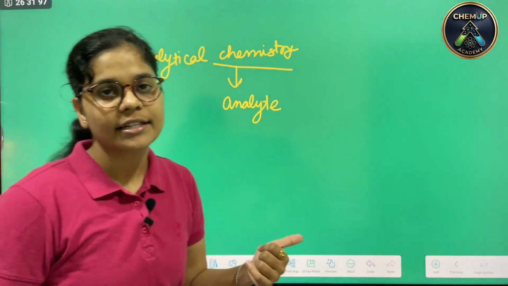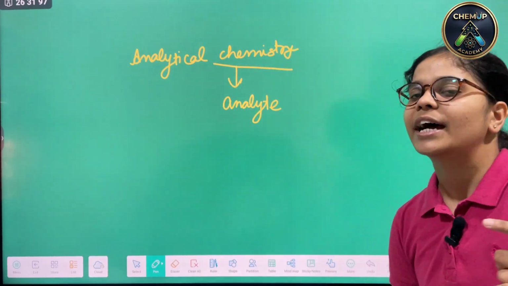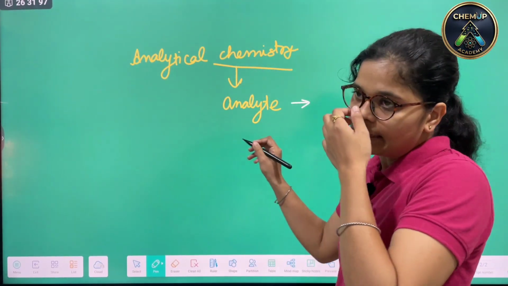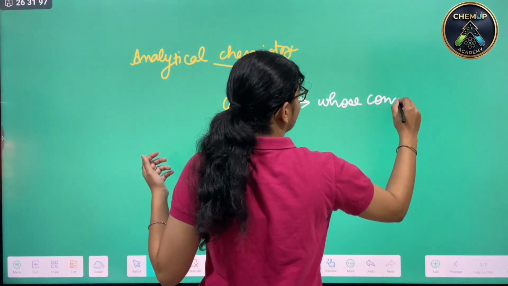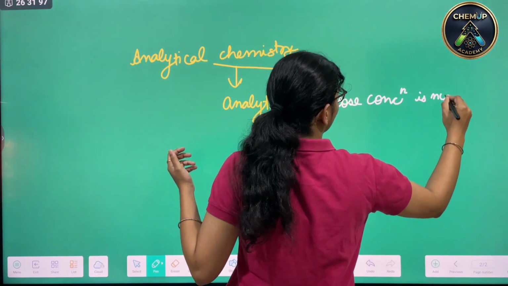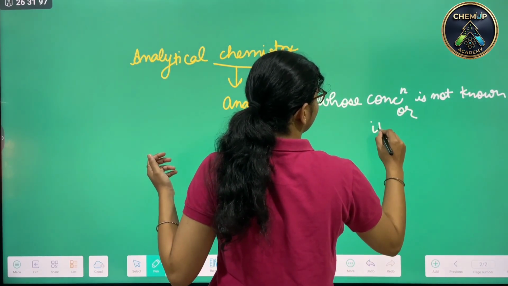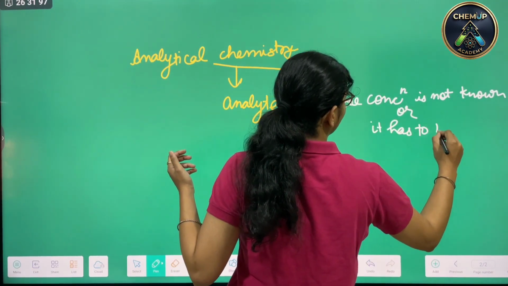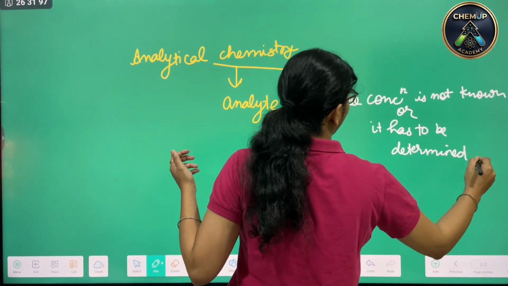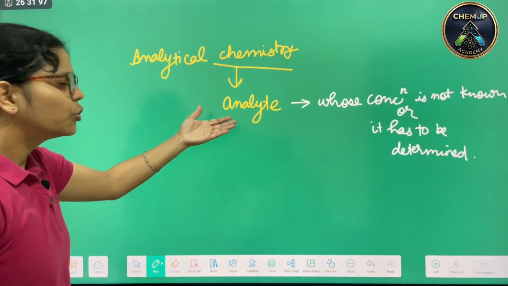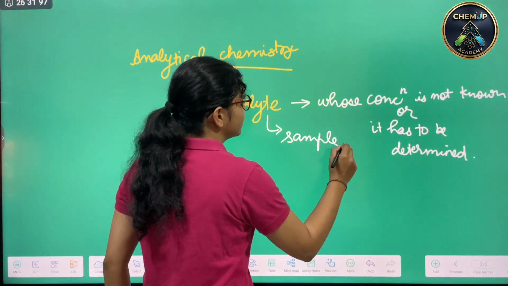Analyte, in yesterday's class also we did it while we were doing titration. Analyte is something whose concentration is not known, or it has to be determined. This is all we know about the analyte. It could be your sample. You can just call it, in a simple or lame term, your sample.